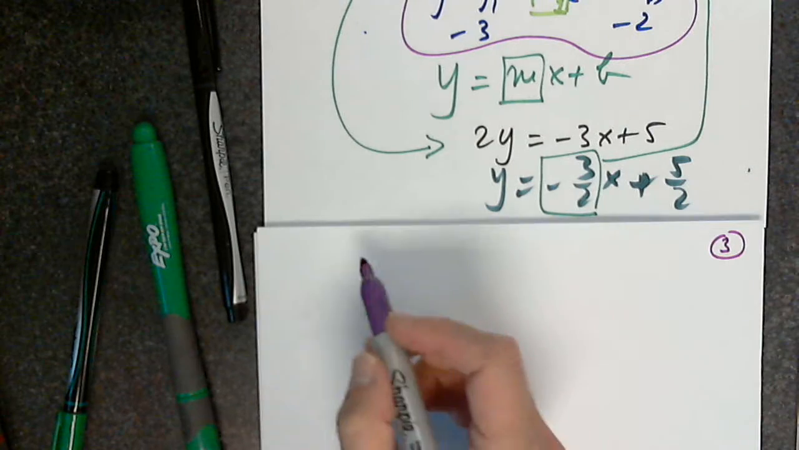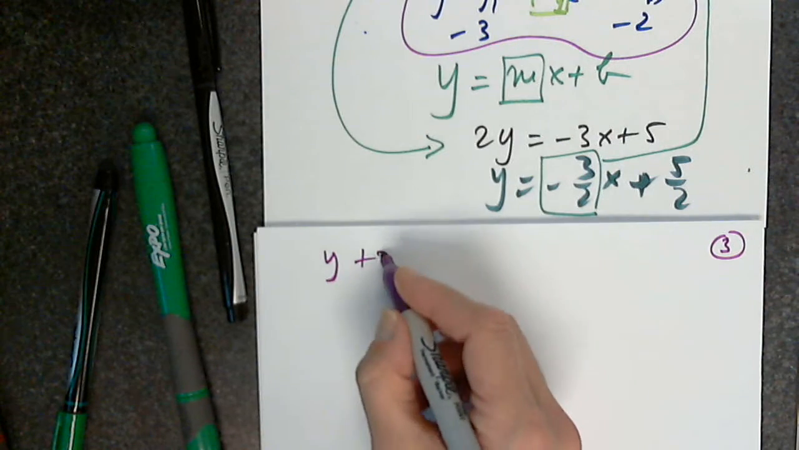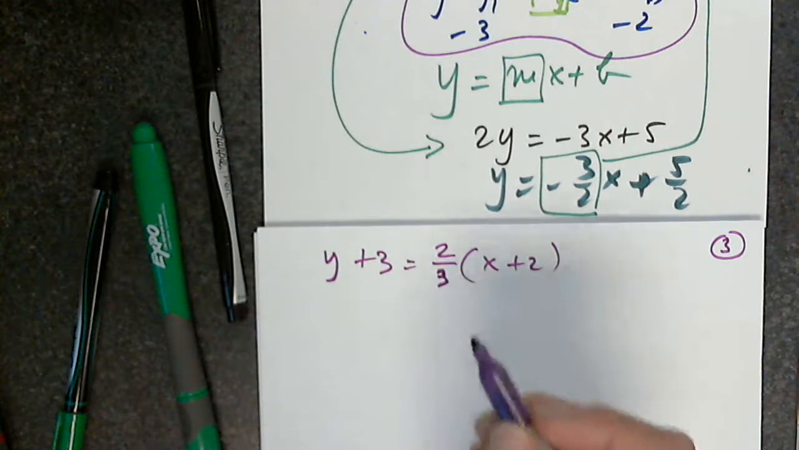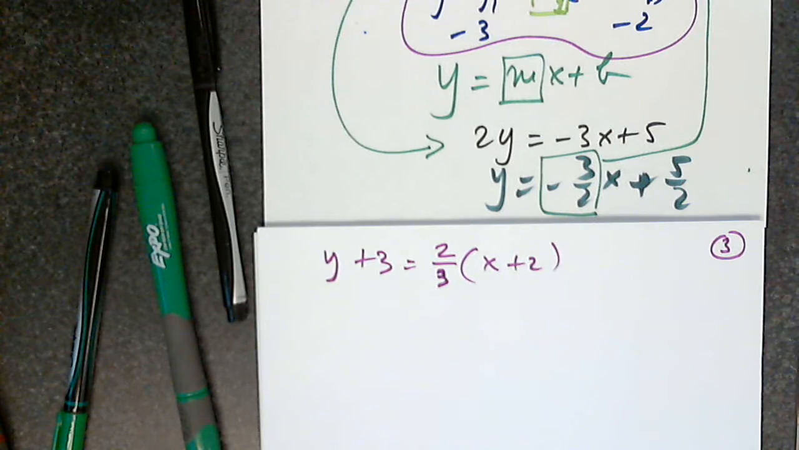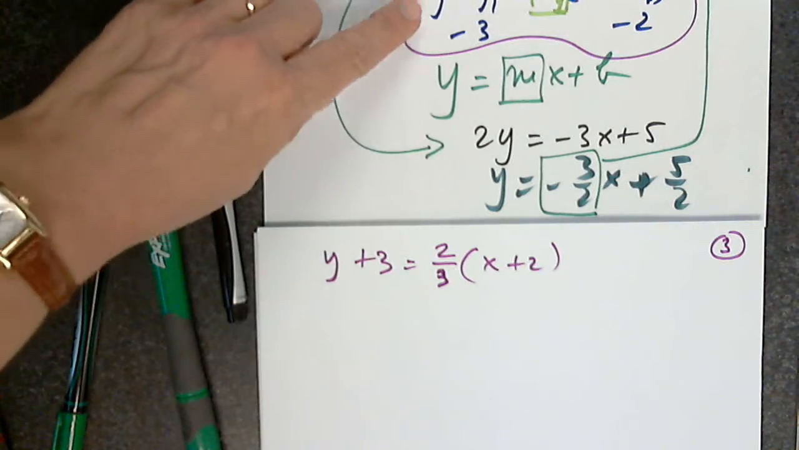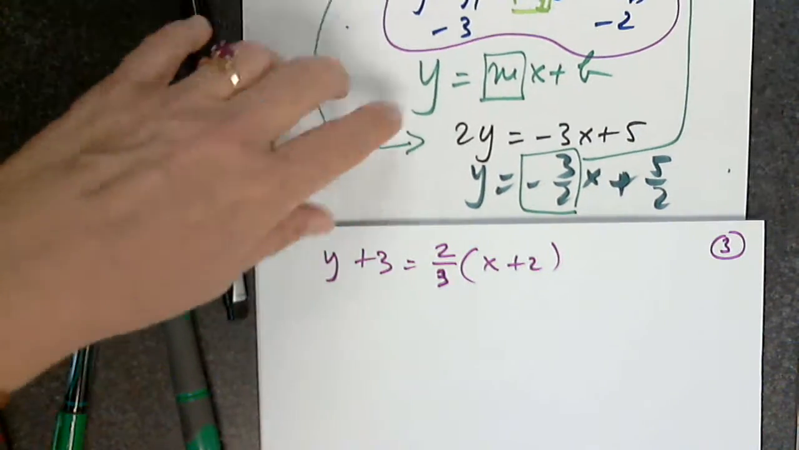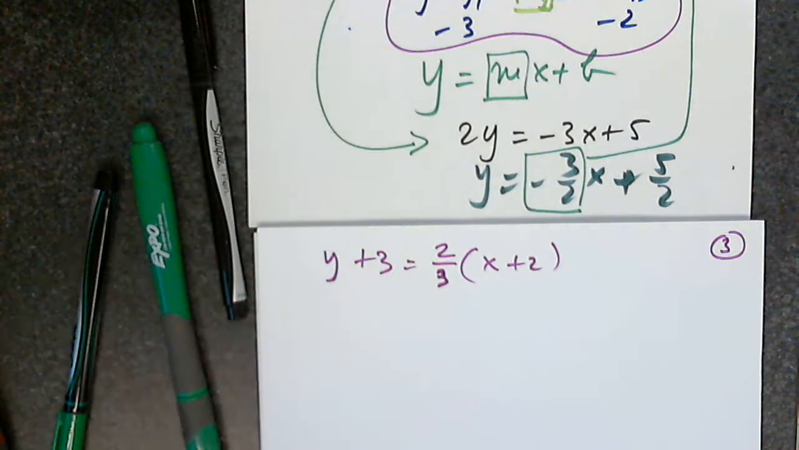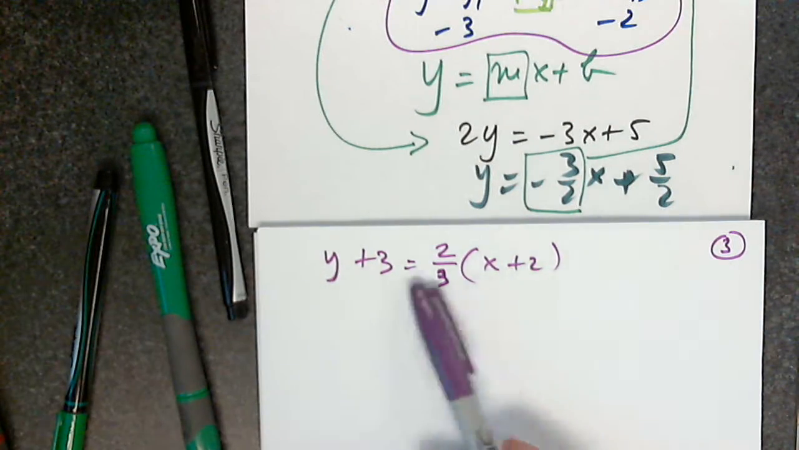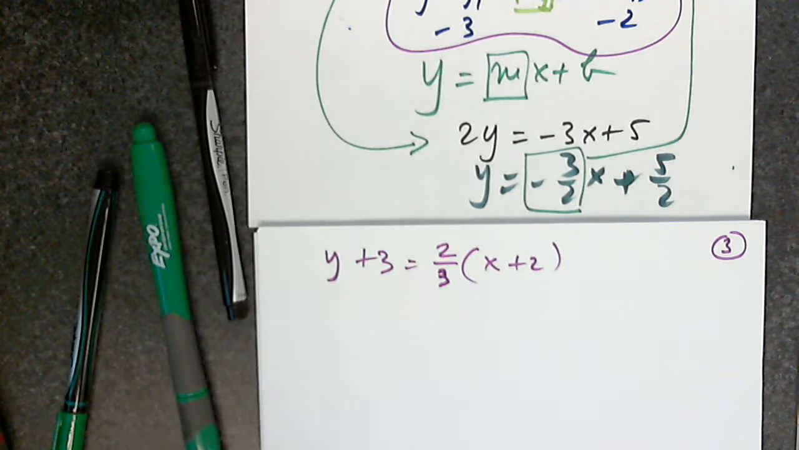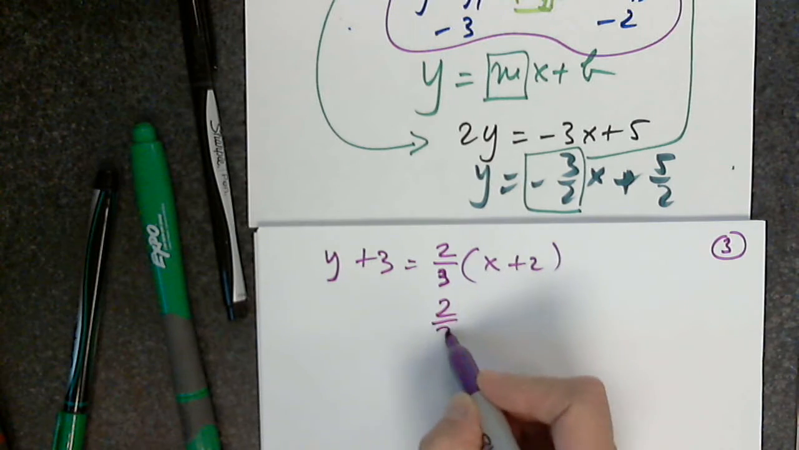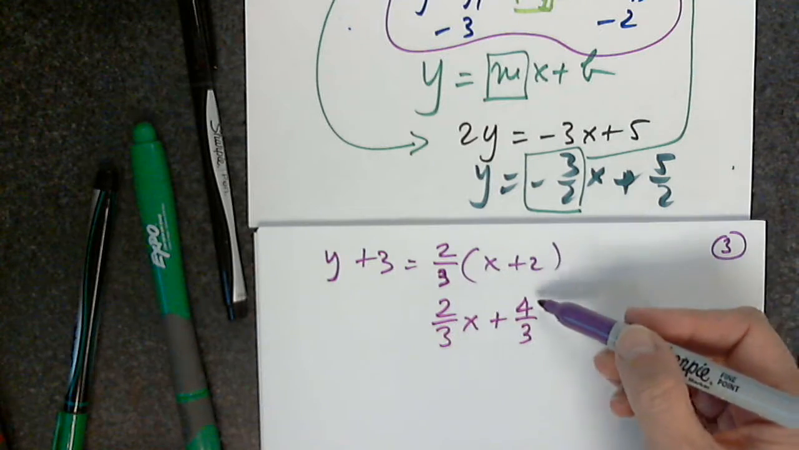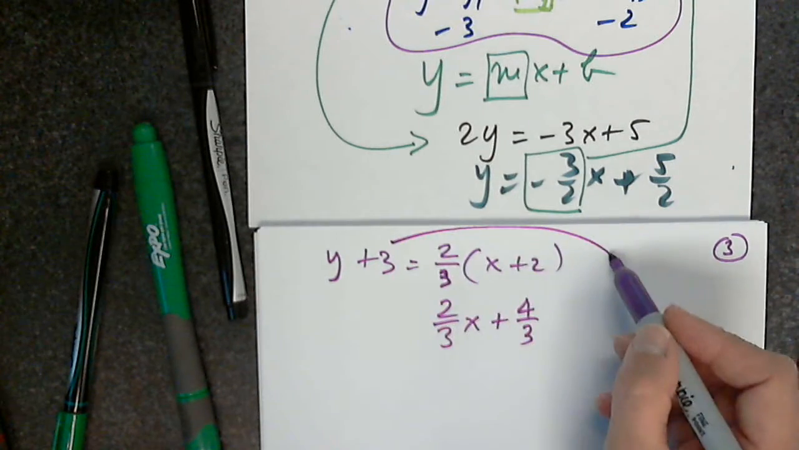So therefore, I have y plus 3 equals 2/3 x plus 2. Do we agree with that step? I have y minus minus, which is plus. Then I have 2/3, and I have x minus minus, which is x plus 2. And right now I have to distribute 2/3 and then subtract 3. So when I distribute 2/3, I have this 4 over 3. 2 over 3 times 2 over 1 is 4 over 3. And I have to move 3.